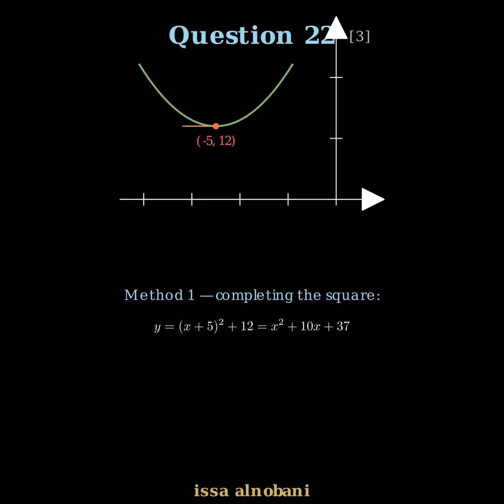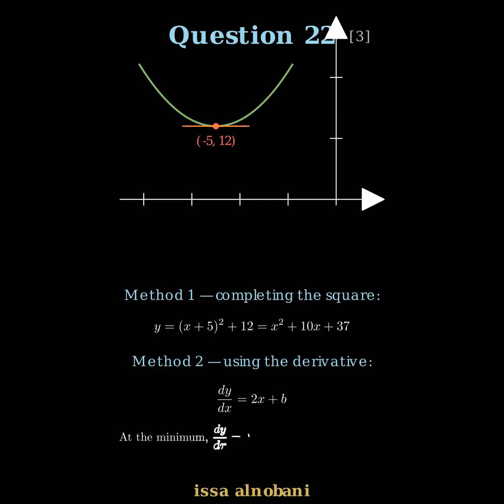Method 2. Using the derivative. The derivative of x squared plus bx plus c is 2x plus b. At the minimum point, the gradient is 0. The curve is momentarily flat. So 2 times negative 5 plus b equals 0, which gives b equals 10.